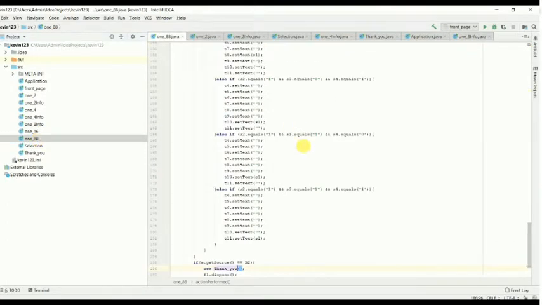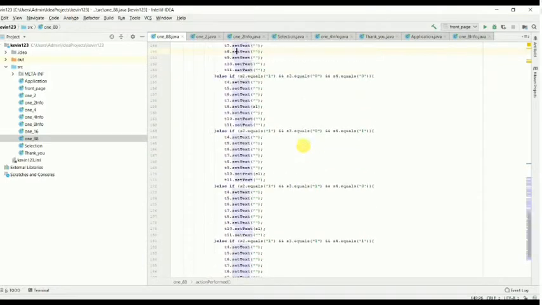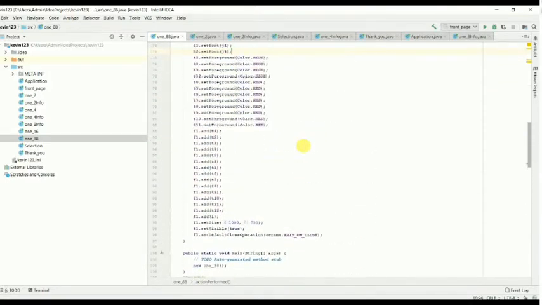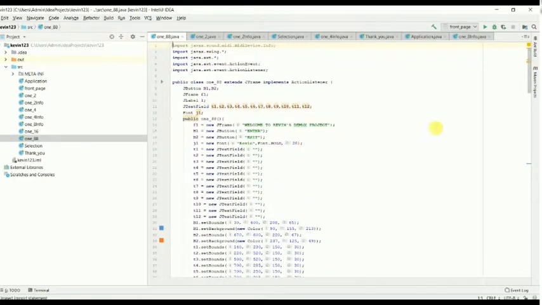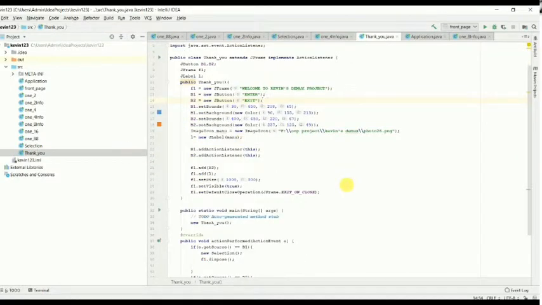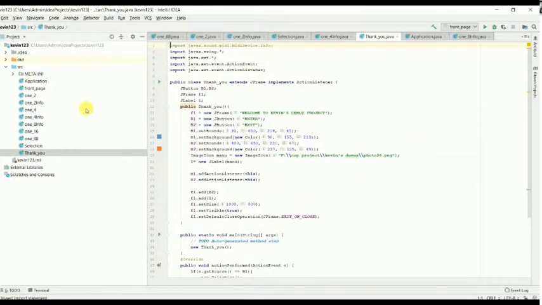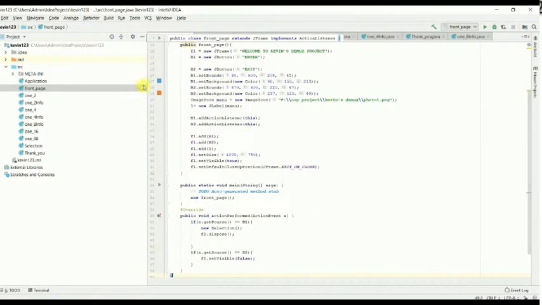Here on the left side are all the JFrame classes; in total we have 12 separate classes. And now I will show you my Java program by running it. So I will run my code. The system is very slow, so sometimes it will take more time.